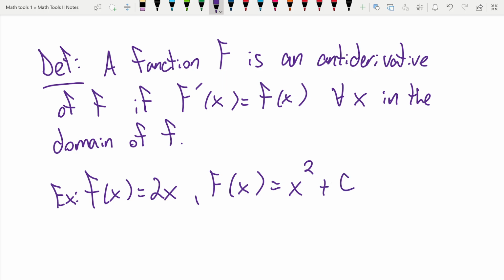So that's always something we need to keep in mind, is that there's not necessarily one antiderivative, right? Technically, x squared would be an antiderivative, x squared plus 1 is an antiderivative, x squared plus 2 is an antiderivative, etc., right? Because the derivative of all of these would be 2x. Now, for definite integrals, this isn't really an issue.